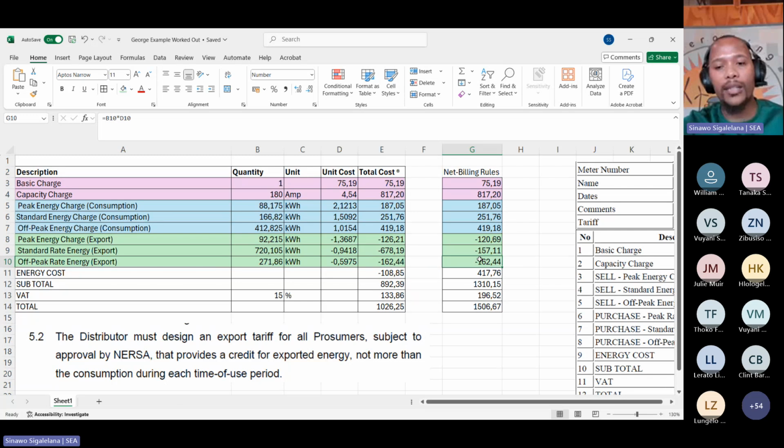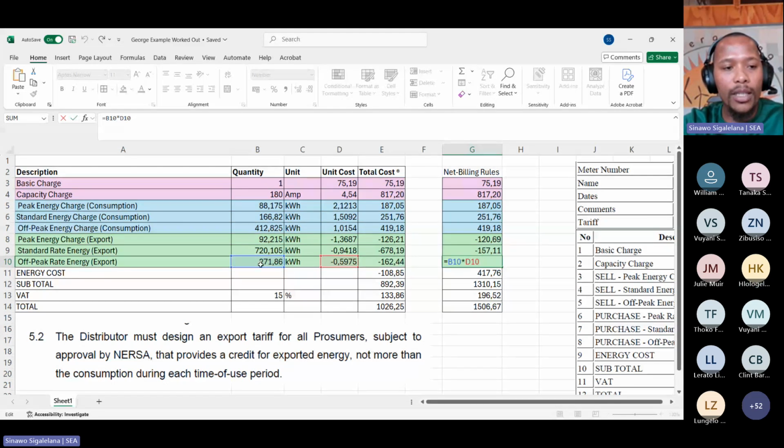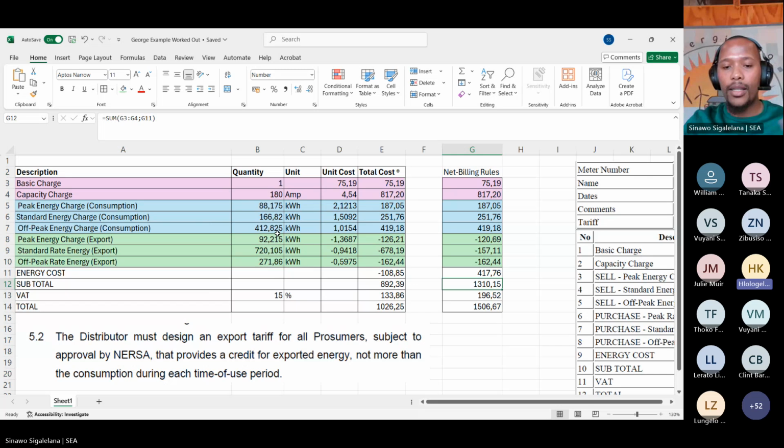Of course, the difference, like I've read in the rules, you then carry that over, right? And then here, just to finalize, you see here, I've got a credit, but my export is not more than my consumption. We can see that, right? Sure. So then I just multiply with that export. But if it was, for example, 800, I would have had to stop at 412.825. Then whatever I'm banking, I take to the next month. Those are the rules. Okay, you can continue, sir.